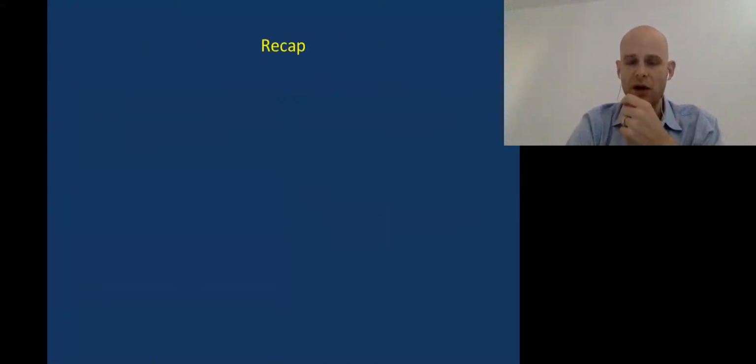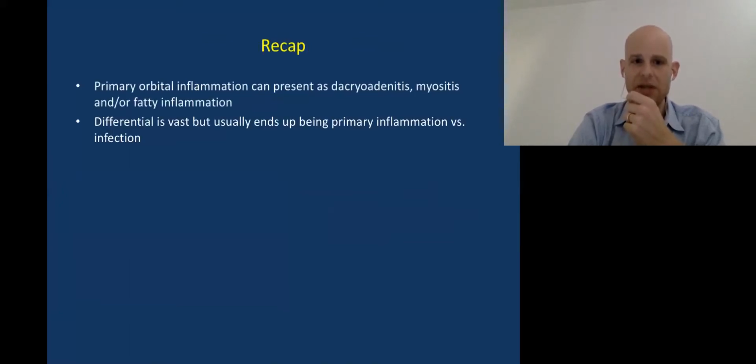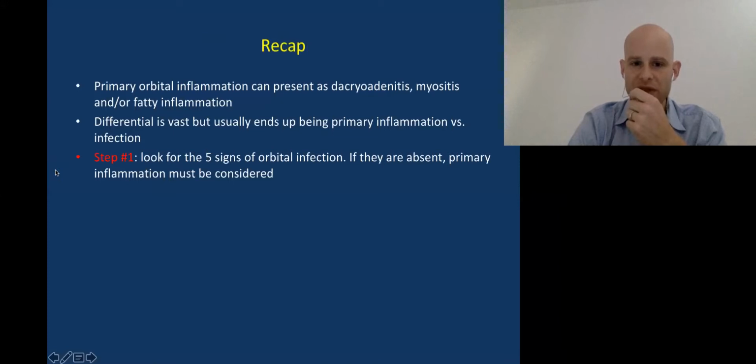So I'll recap what I've told you so far. The first is that primary orbital inflammation can present as dacryoadenitis, myositis, or fatty inflammation. The differential is enormous if you open up a textbook, but it usually ends up being primary inflammation versus an infection. The first step with these patients is to look at the 5 signs of orbital infection, and I'll go over those again later on in the talk. And if they're absent, primary inflammation needs to be considered.